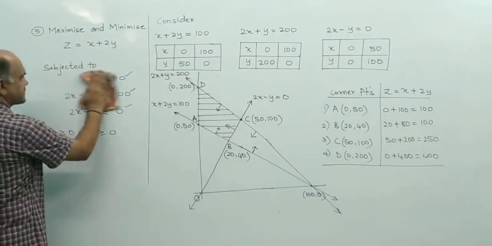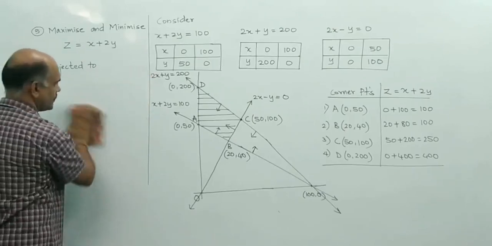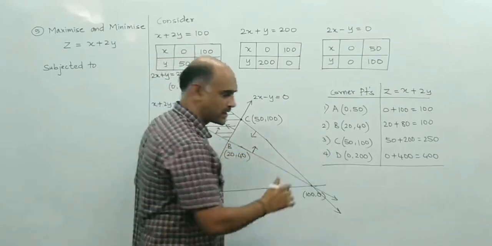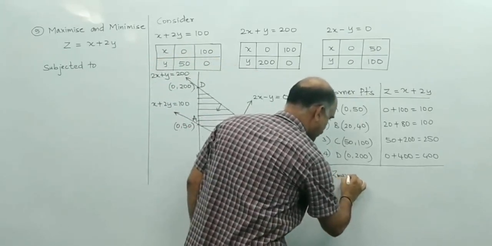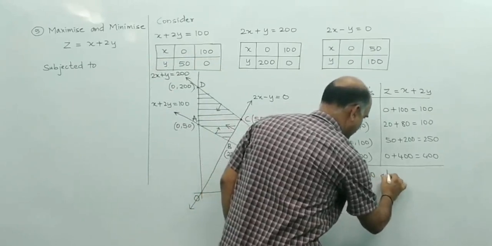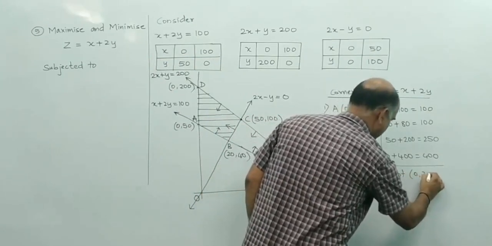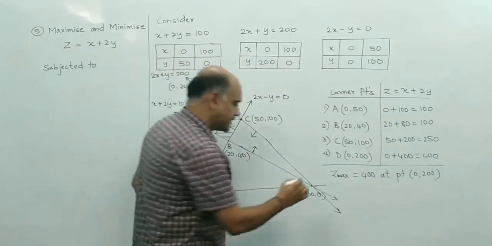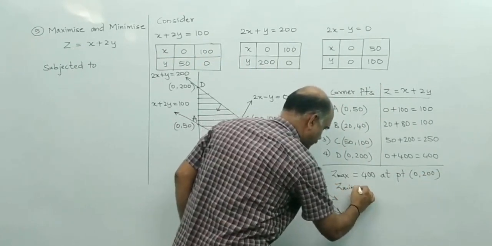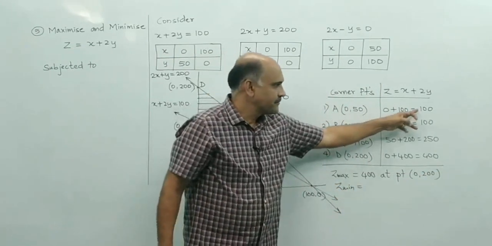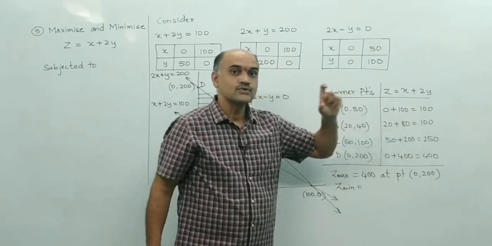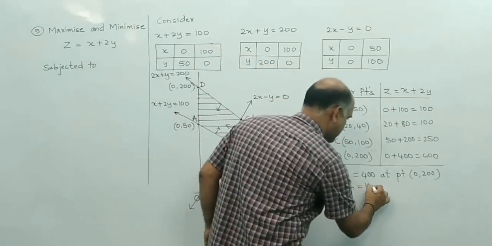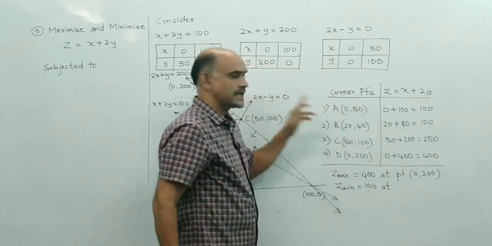So z maximum. If you see, z maximum is 400. So z maximum is equal to 400 at point 0,200 or at point D. So the maximum value you are getting over here. Z minimum. If you observe here, you are getting the minimum value at two separate points. 100, 100 is coming at two places. So Z minimum is 100 at A and B.